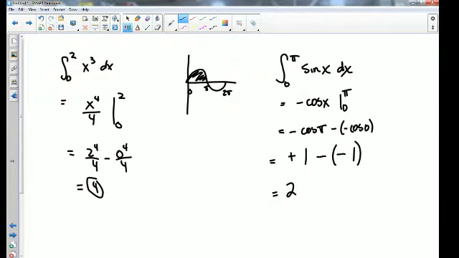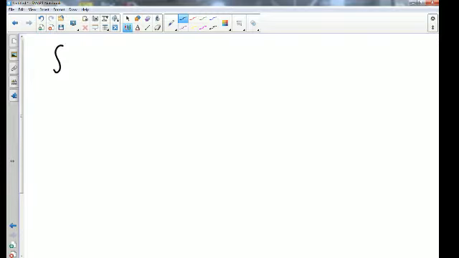2 to the 4th is 16. Divided by 4 is 4. 4 minus 0. Oh, I was just doing too much. No, you have to use the function. I ignored the explanation. Yesterday, we did this problem.